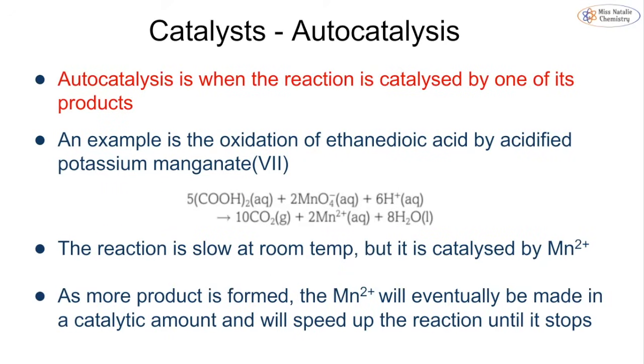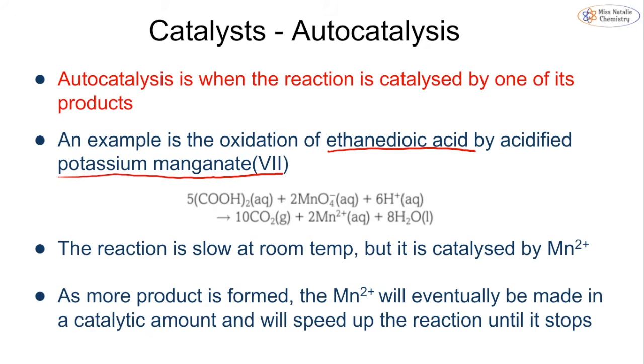Another type of catalysis that we need to look at is something called autocatalysis. And that, as you could probably figure out, means it is something that is automatically catalyzed by, in this case, one of its products. So a common example that we see is the oxidation of ethane dioic acid by acidified potassium manganate 7. Now, don't worry too much about this reaction in terms of being able to memorize it. You're not expected to memorize it. What you are expected to be able to identify is the catalyst and how it works.